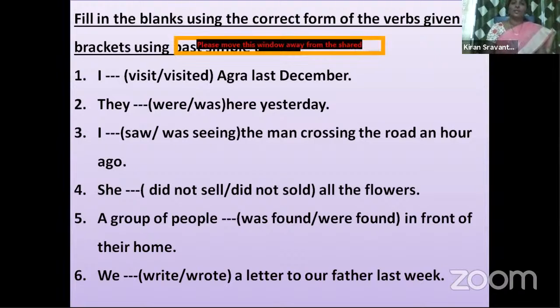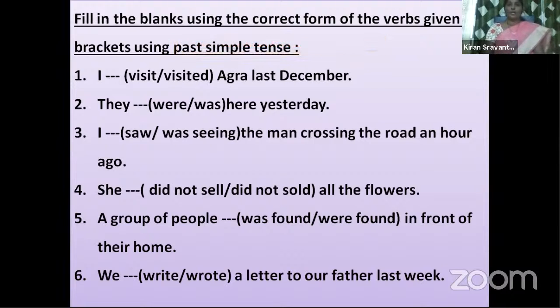And coming to the third sentence, I saw the man crossing the road an hour ago, or I was seeing the man crossing the road an hour ago. Here it's a completed action because we are using an hour ago. So when we refer to a completed action, we should use I saw the man crossing the road an hour ago. That was already a completed action, so we can't use it in continuous form.